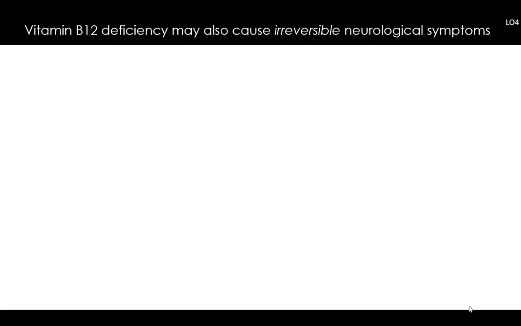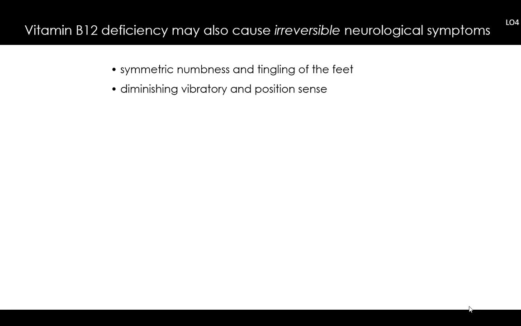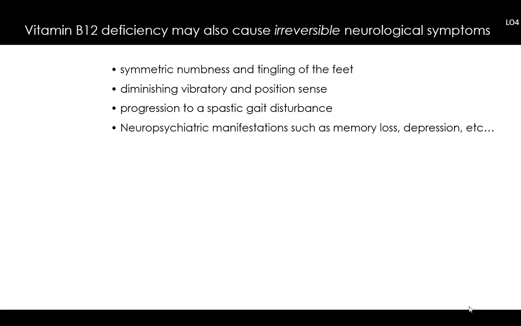In addition to the megaloblastic anemia caused by trapping of folate as N5-methyl-THF, severe vitamin B12 deficiency may also cause irreversible neurological symptoms, including symmetric numbness and tingling of the feet, diminished vibratory and positional sense, progression to a spastic gait, or neuropsychiatric manifestations such as memory loss, depression, etc., and in some cases also causes auditory and visual hallucinations termed megaloblastic madness. What causes the neurological symptoms of B12 deficiency?